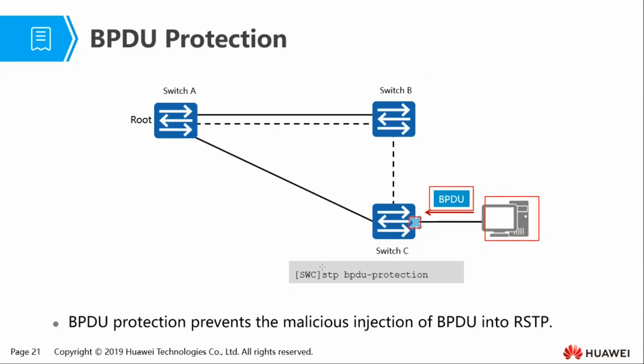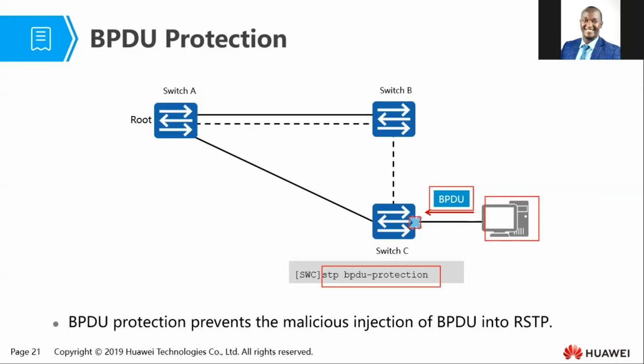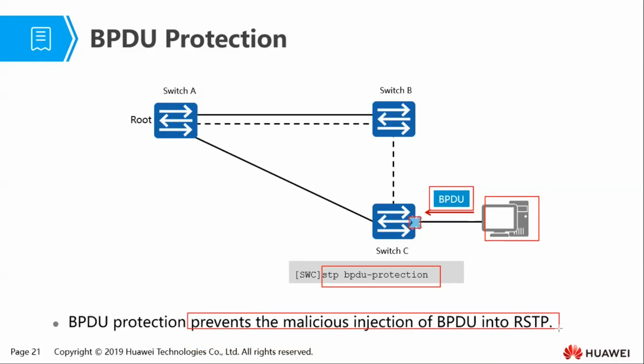So this particular command is done in the system view, on the global switch. You're not going to do it on a particular interface, but globally: STP BPDU-protection. When you use that command, it will prevent malicious injection of BPDUs into RSTP. Because if a hacker sends a BPDU that has a better bridge ID, it's going to cause network flapping.